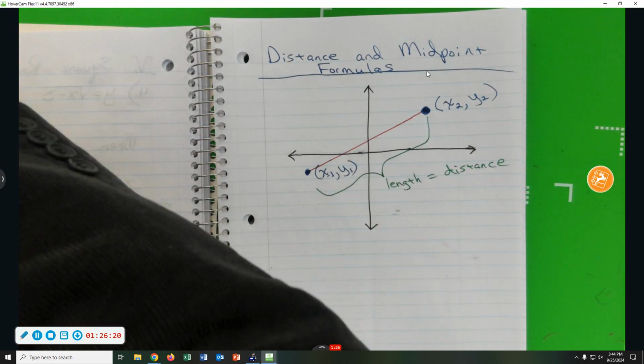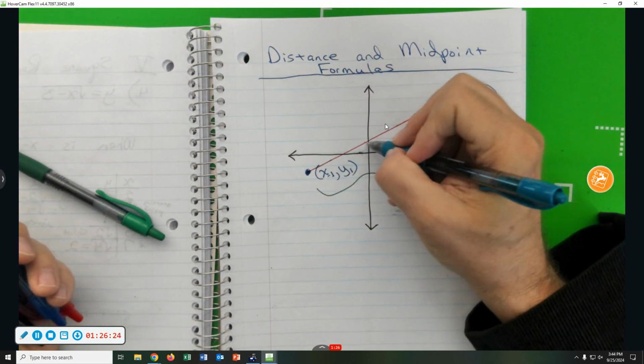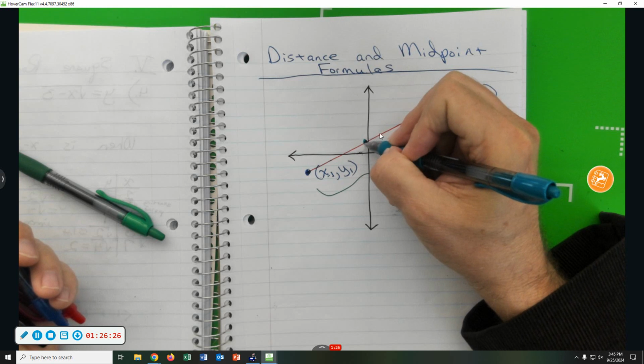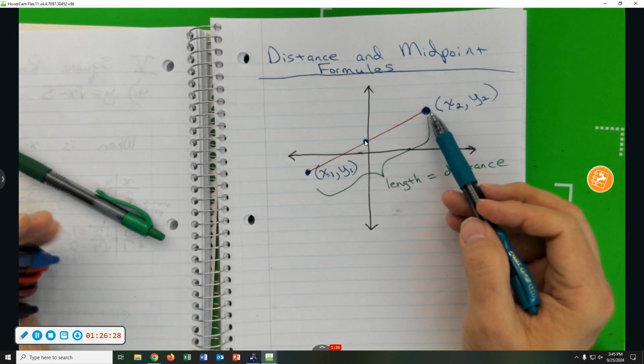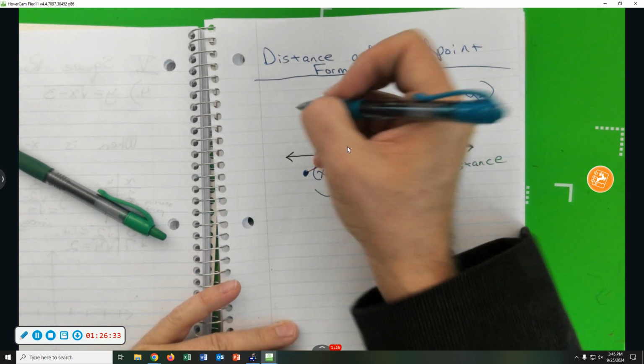Let's see. That's called a midpoint. Let's see, is it right out here? What do y'all think? This point, right there in the middle of that line segment, is called the midpoint.